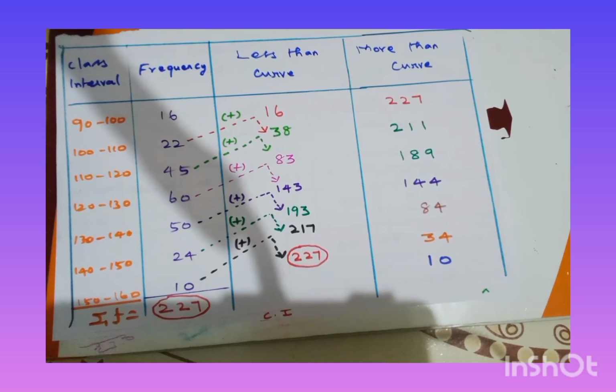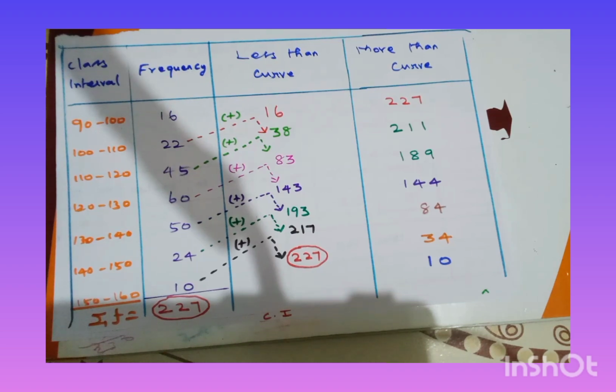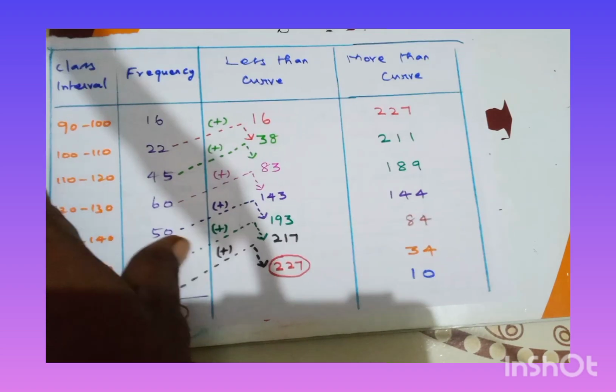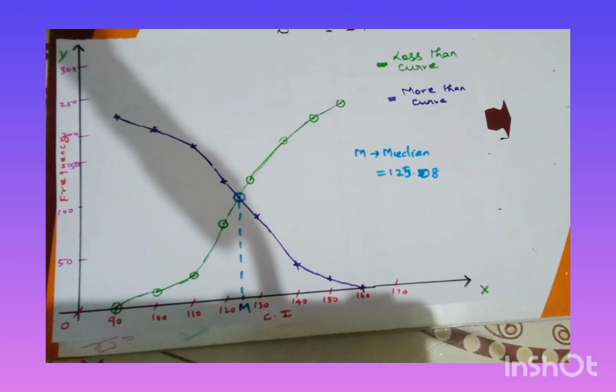See, the last value of the frequency should be equal to the last value of the more than curve, isn't it? So here we have used subtraction, for less than curve we have used addition, isn't it? So please remember, my dear students. So using these data, less than curve and more than curve, we are going to construct the required curves. Okay, the next one, this is the required curve.